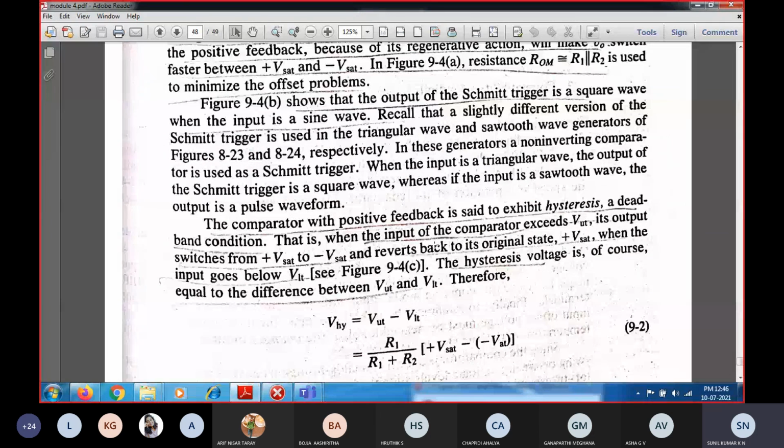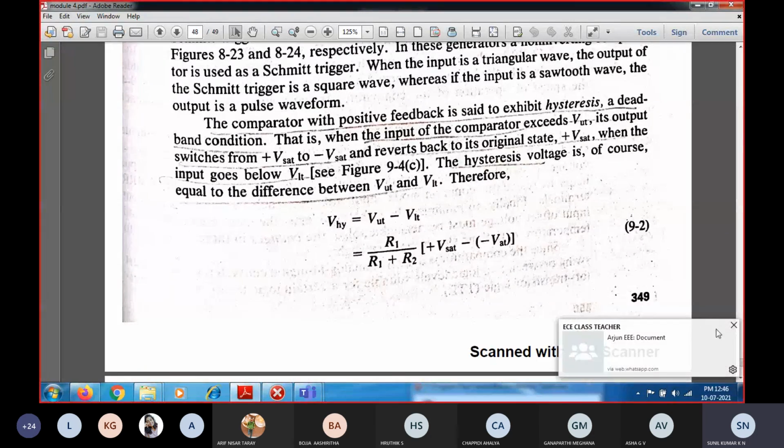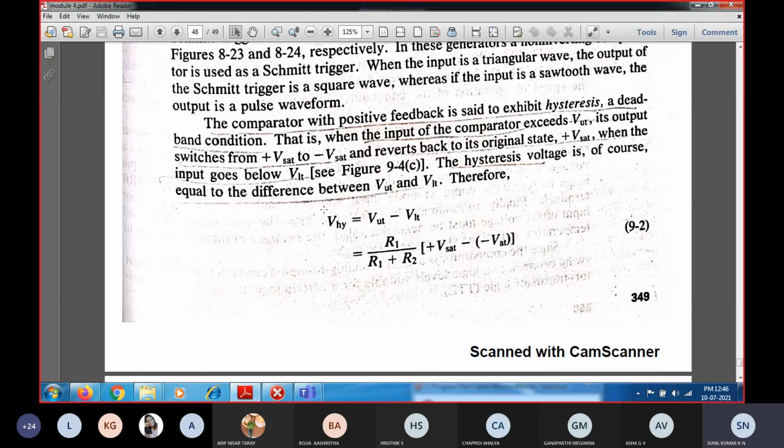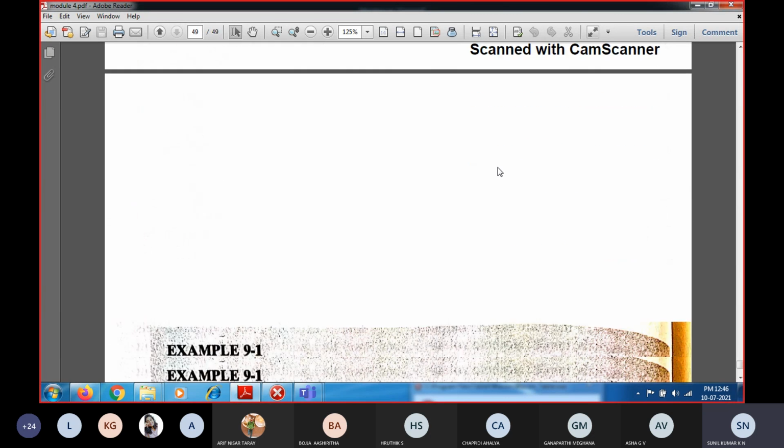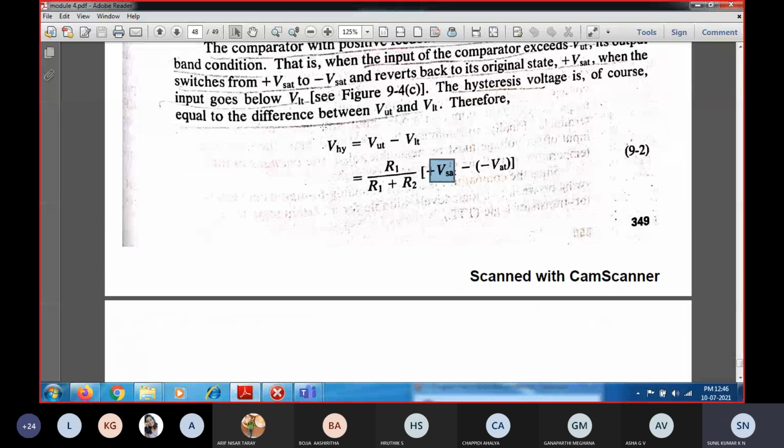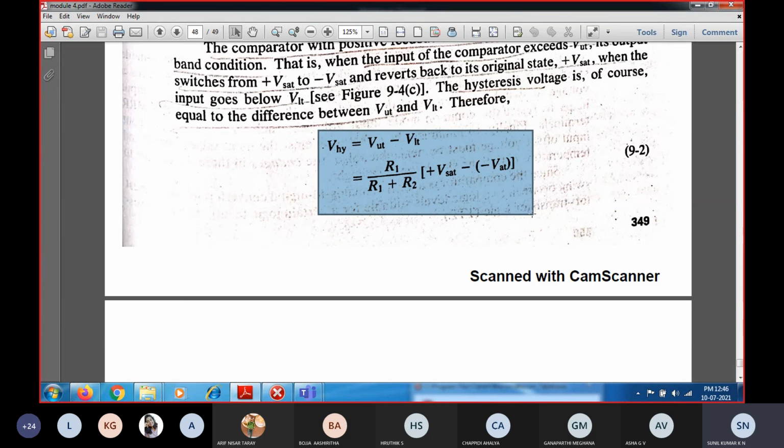With this, I will conclude today's class. We can also see the hysteresis, that is, the upper trigger point voltage minus the lower trigger point voltage. R1 divided by R1 plus R2 will be common, with plus V sat minus V sat. So this is going to be the hysteresis curve, to find out what type of value it is going to have: positive hysteresis, negative hysteresis, and so on.